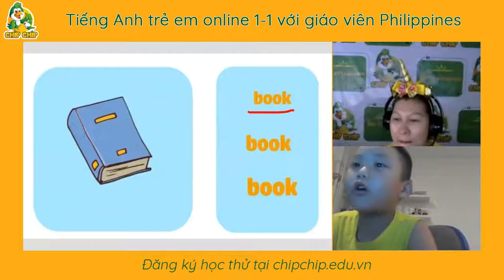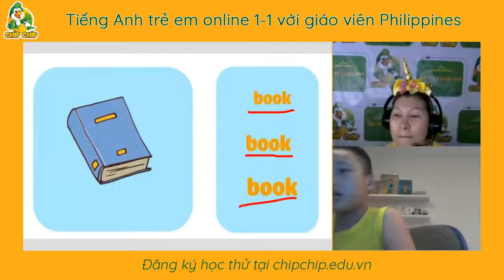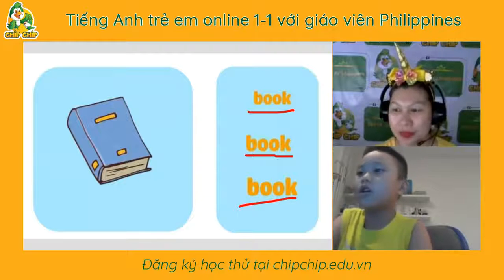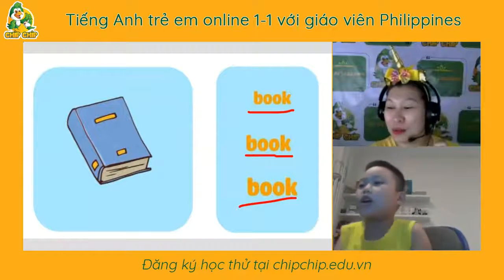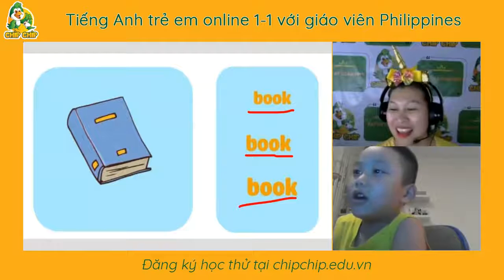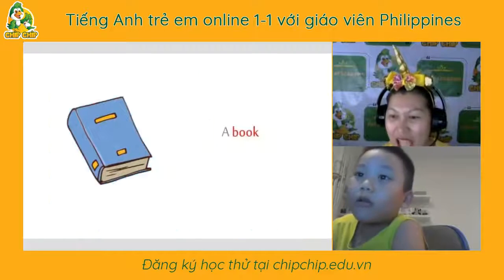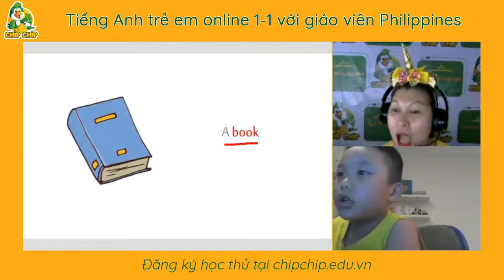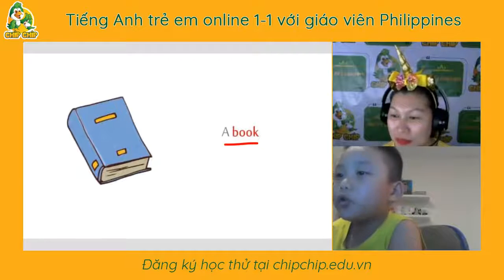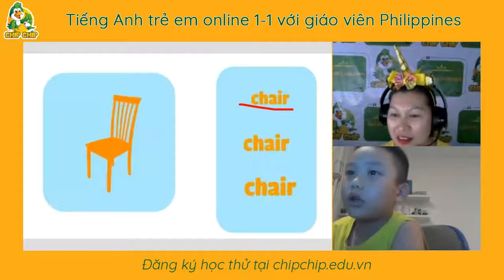Book. Book. Okay. A book. A book. A book. Very good. Chair.